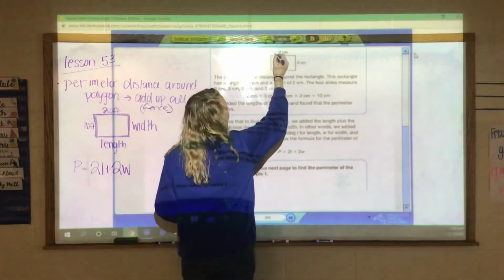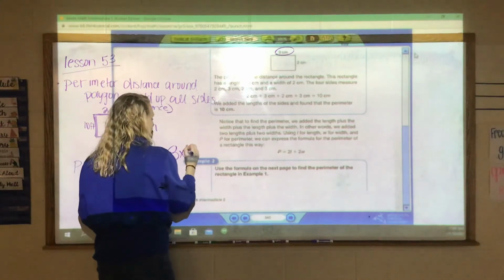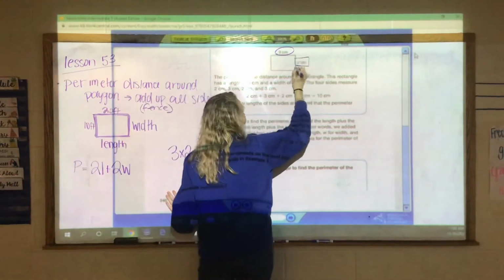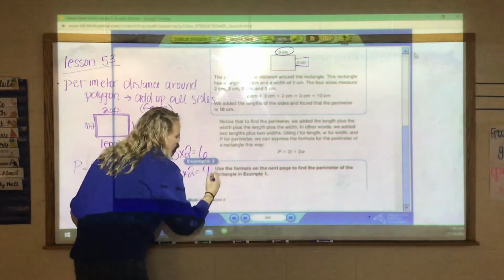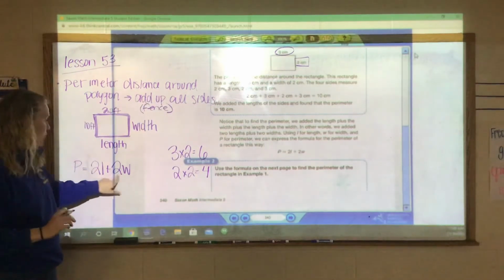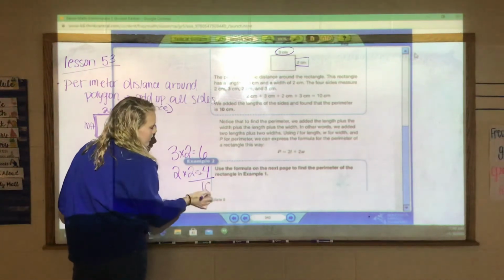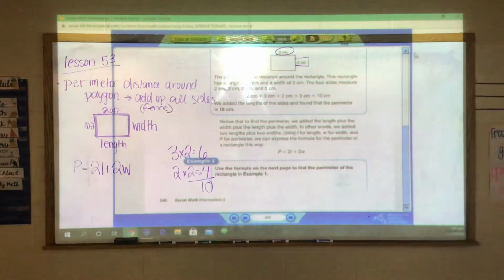Well, our length is 3, so we have 3 times 2 is 6, and our width is 2, so 2 times 2 equals 4, and now you have to add your length times 2 plus your width times 2, so 6 plus 4 equals 10. And that's what we got when we added up all the sides. That only works with rectangles though. When you do other polygons, it gets a little more confusing.